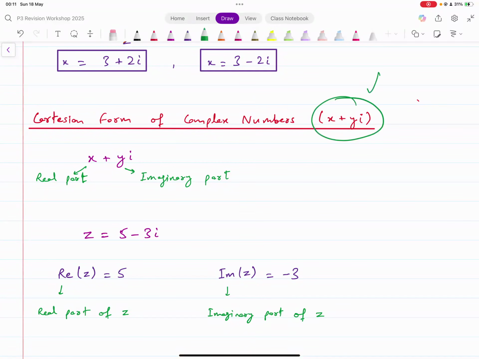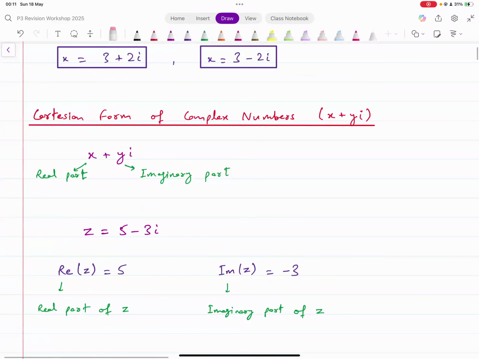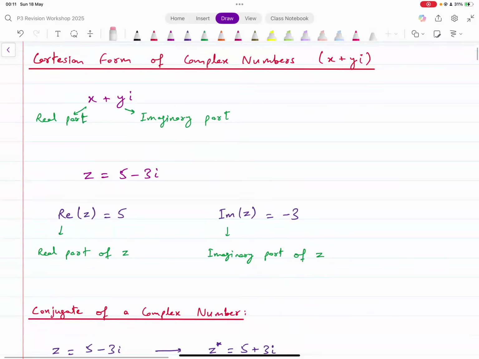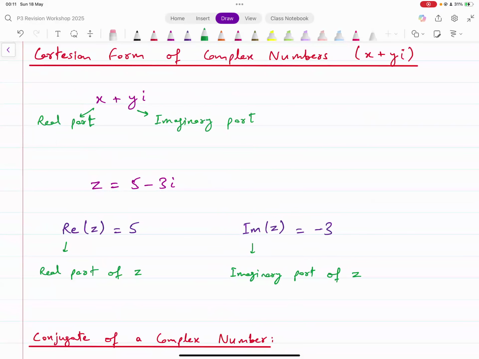x plus y iota, this is the standard form for complex numbers. It's also known as Cartesian form. Now, it has two parts. One part is the real part and the other is the imaginary part. The real part is the one that does not have iota with it. This is the imaginary part that has iota multiplied with it, right? So x is the real part, y is the imaginary part.